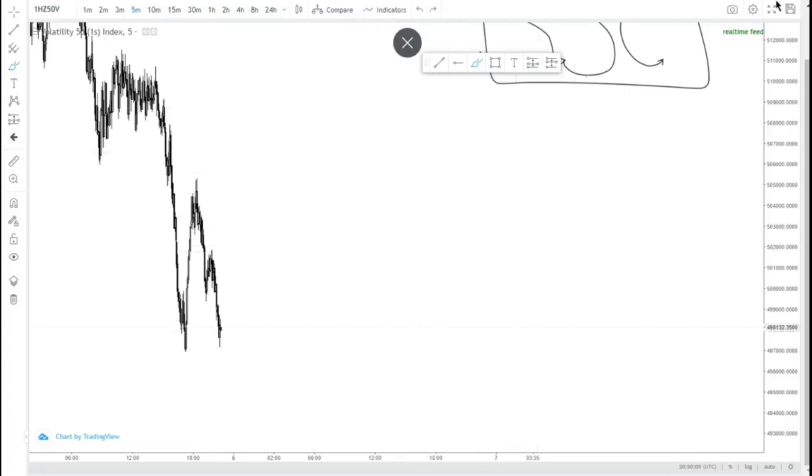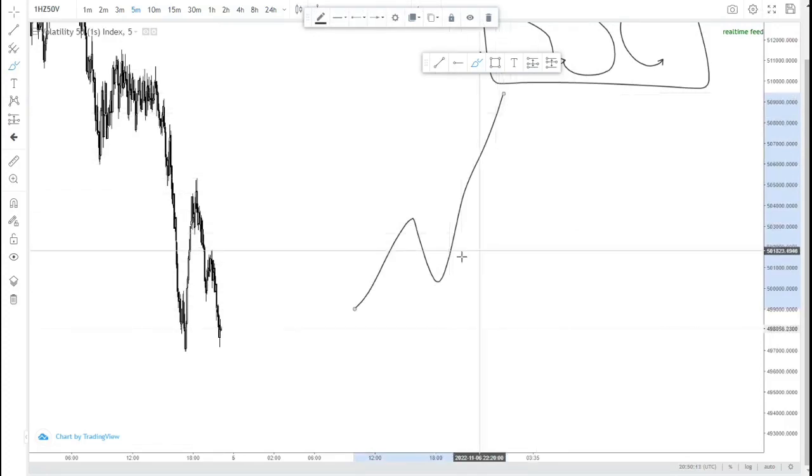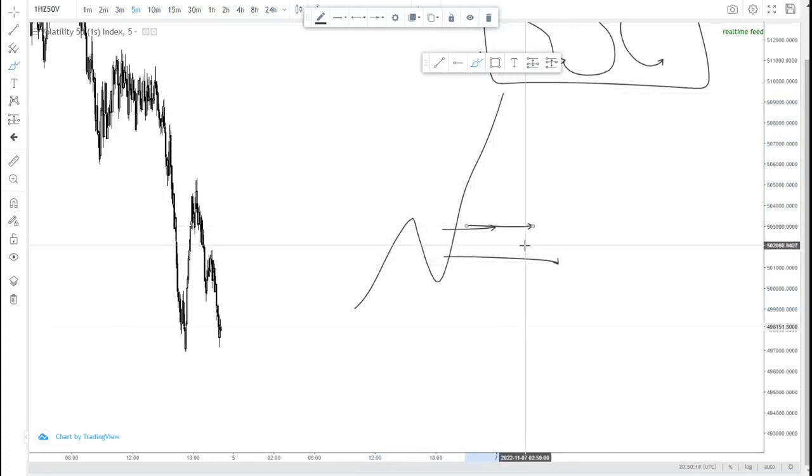So what we're going to be doing today, right? We're going to see a structural impulse, and once we have that structural impulse, we're going to judge a certain demand zone in here from its structural point of view.